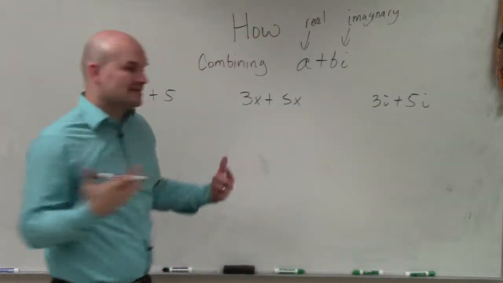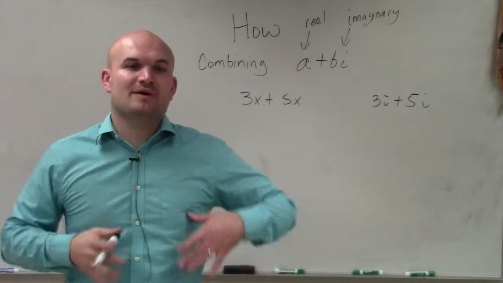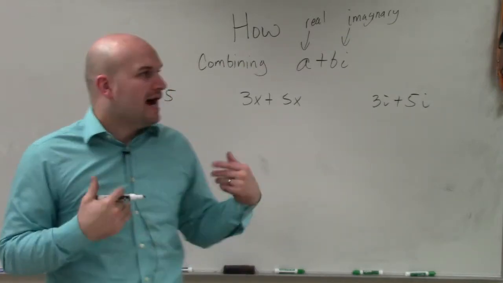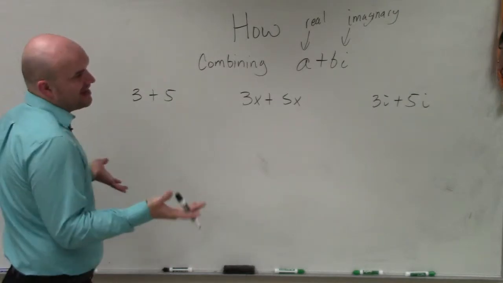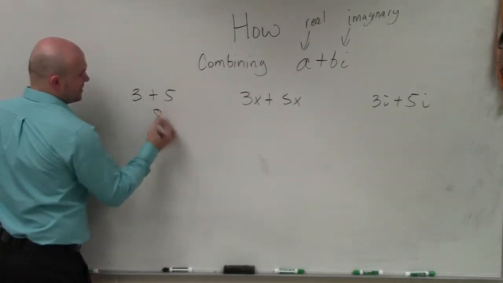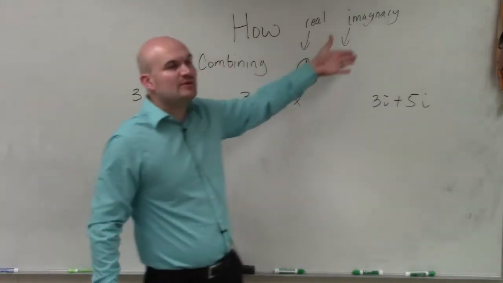Okay. Now, let's first start with how we're going to combine. And when I'm talking about combining, I'm talking about adding and subtracting. How are we going to combine the imaginary part? Because we know how to do the real part, right? Real is 3 plus 5, which we know is 8. However, how do we complete the imaginary?